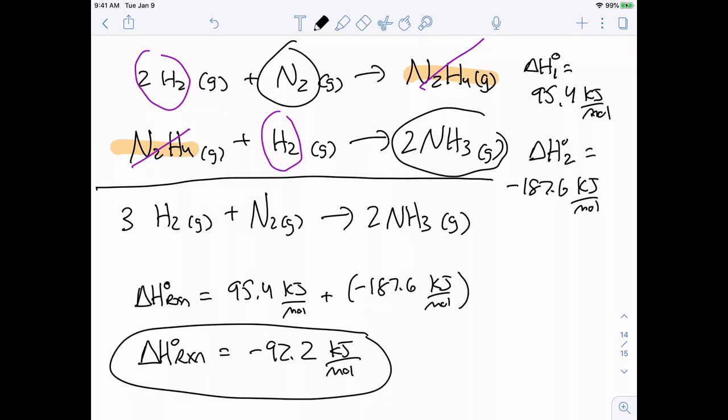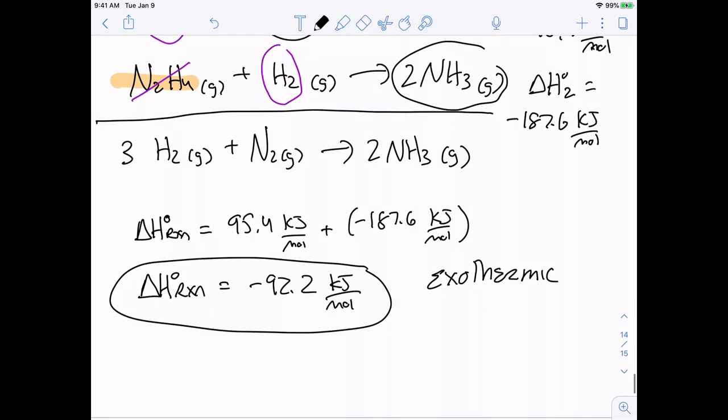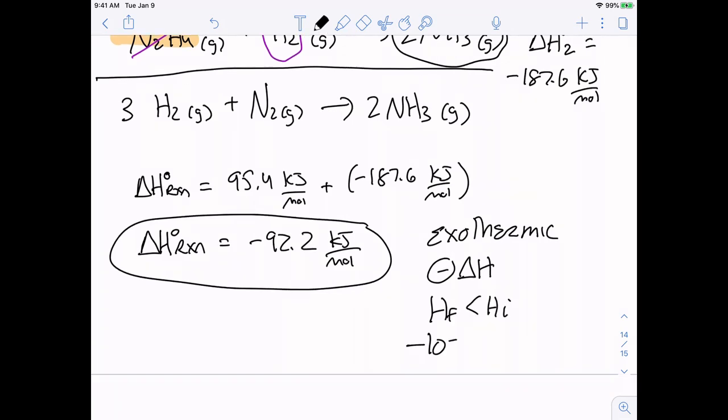And then is that exothermic or endothermic? Yeah, good, exothermic, right? My sign is a negative value, right? I have a negative delta H, so that means that my final is less than my initial, so it lost heat energy. By it, I mean my reaction, right? My surroundings then gained heat energy. Specifically, they gained 92.2 kilojoules per mole, right? Energy is conserved.